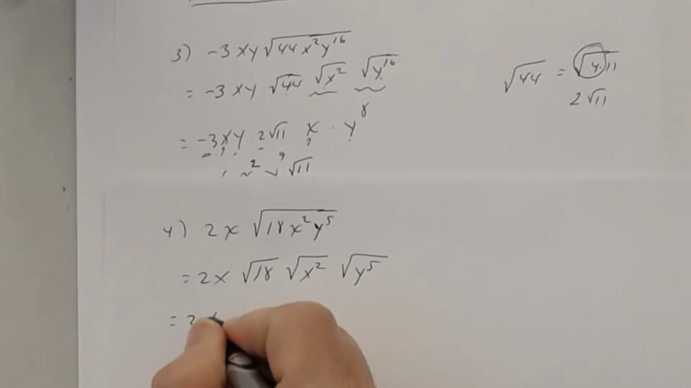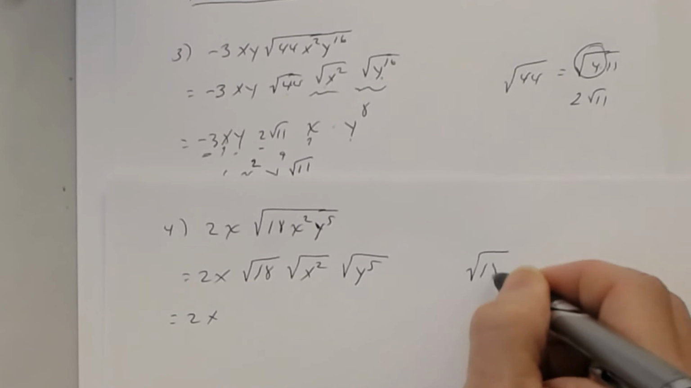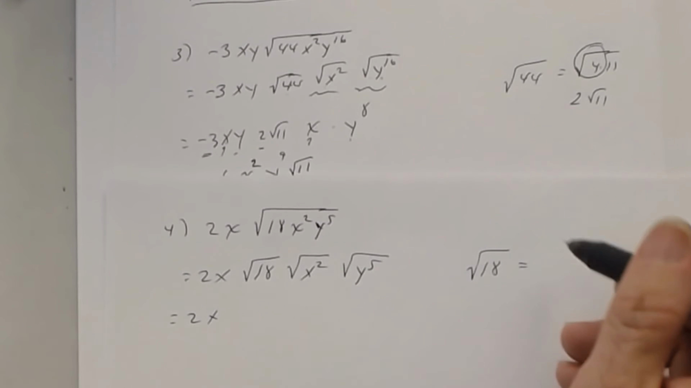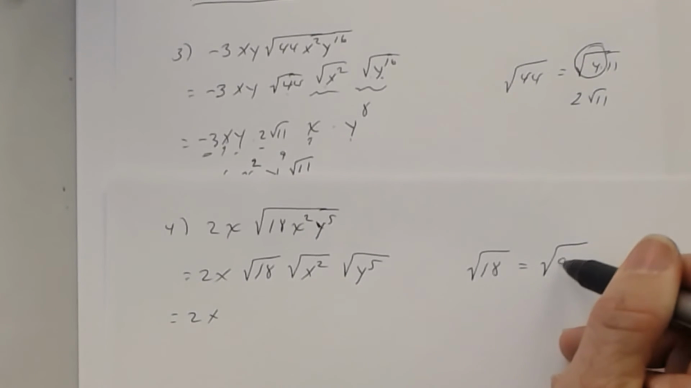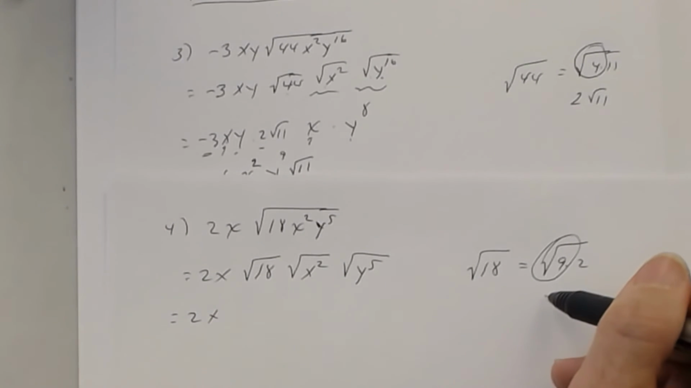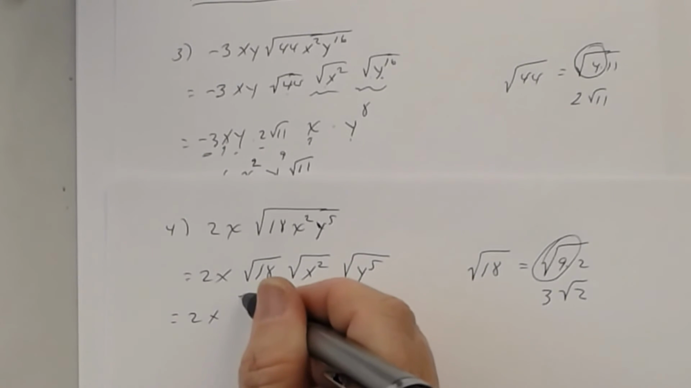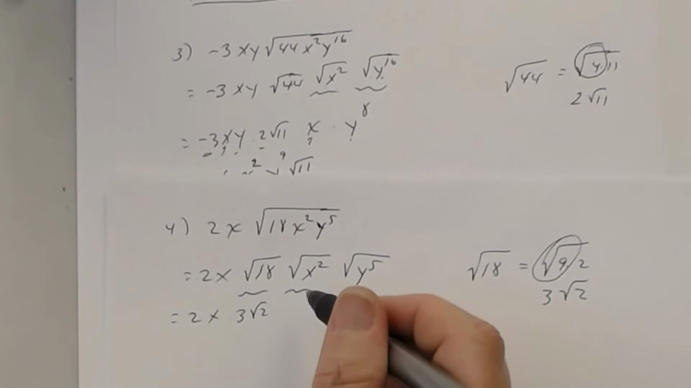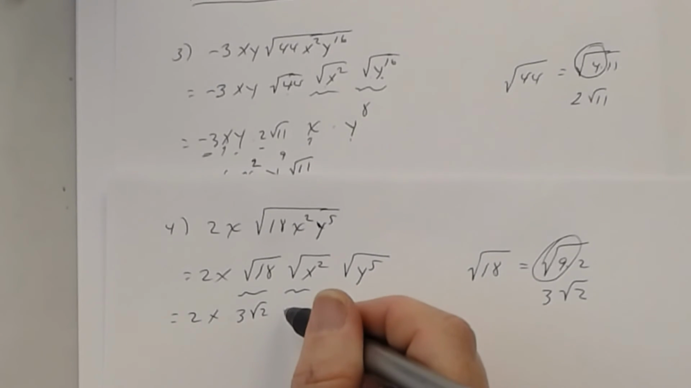So I get 2x. Now let's talk about the square root of 18. 18 is not a perfect square, but what perfect square goes in 18? All right, so it'll be square root of 9 times 2. And what's the square root of 9? So I agree that's 3 square root of 2. Okay, so that's just this right here. So times 3 square root of 2. Square root of x squared is easy. Well, that's just what? X.